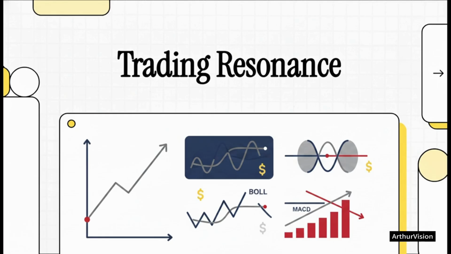We're going to break down a highly structured, systematic trading model known as the trading resonance strategy. Specifically, we'll be mastering the Bollinger Bands and MACD explosion strategy to catch the exact starting point of massive upward trends in growth stocks. Let's dive right in.